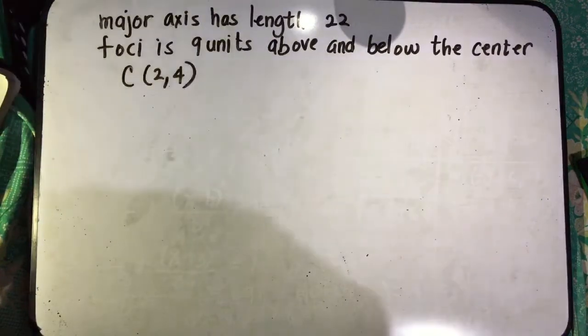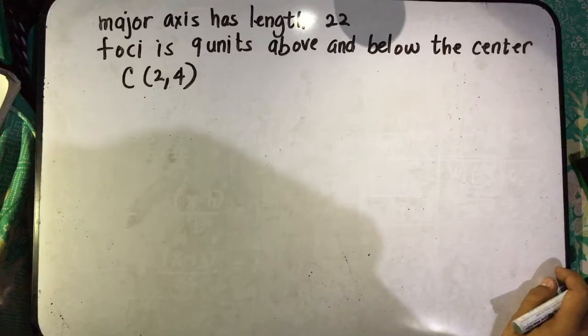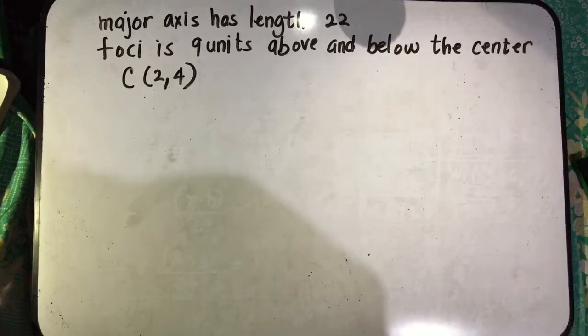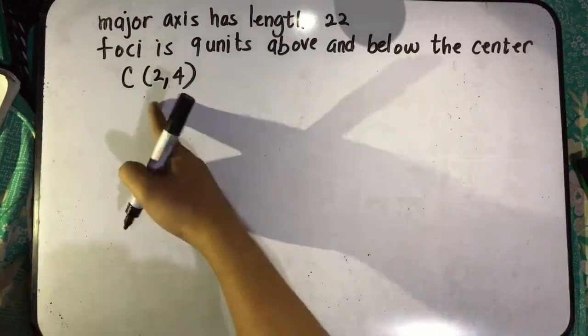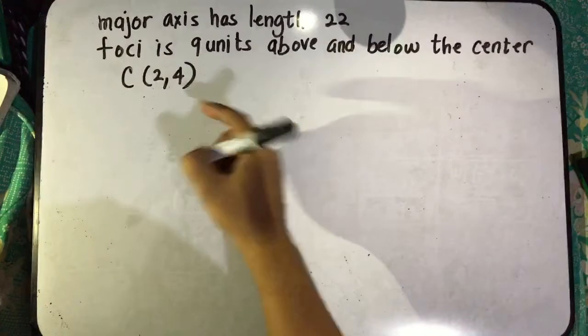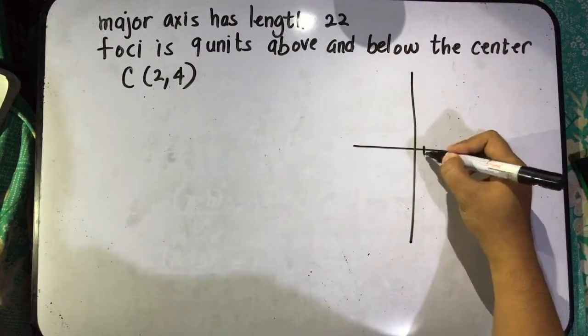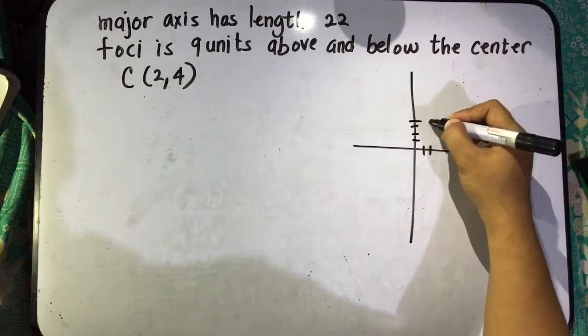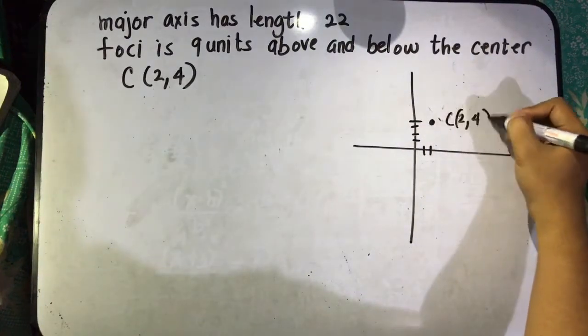So ito yung mga binigay na conditions sa atin. Major axis has length 22. The foci is 9 units above and below the center. So the center is at 2, 4. Okay. So the center is located at 2 and 4. 1, 2. 1, 2, 3, 4. Here is the center located at 2, 4. Anong sabi sa atin?